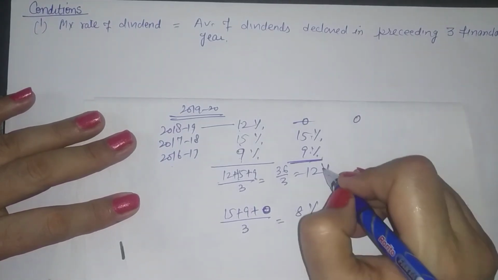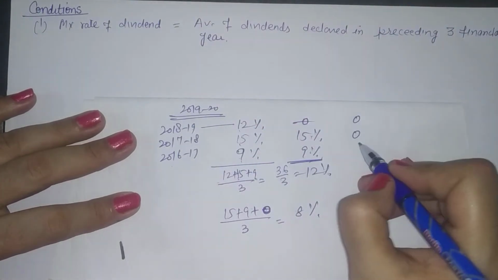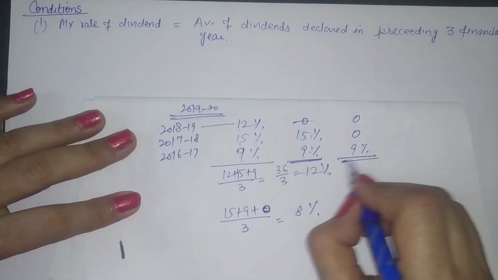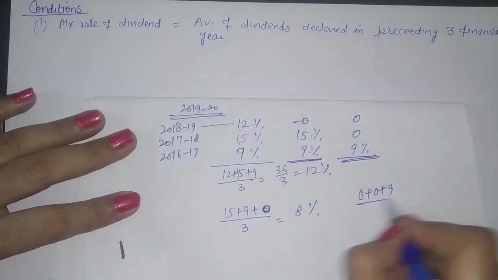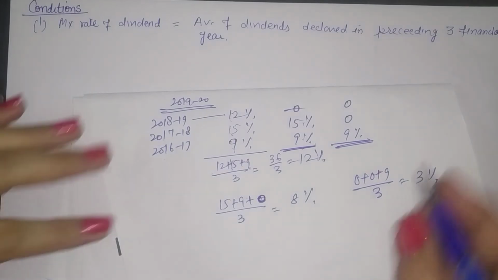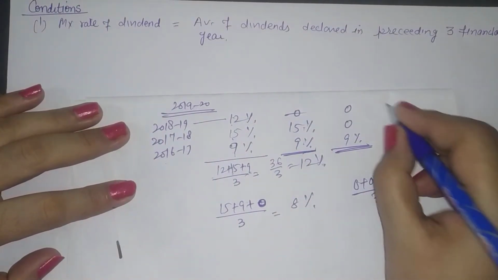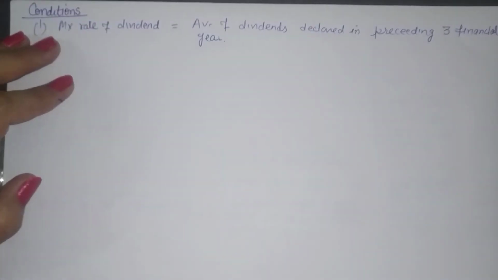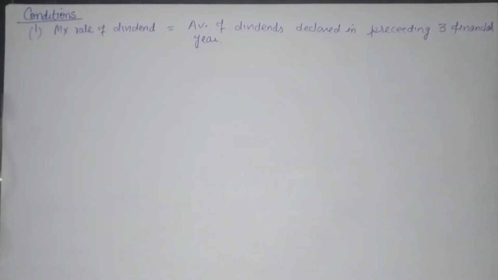Suppose the company did not pay dividend in the last year and the year before, and in 2016-17 it gave 9%. So now the dividend average will be 3%. Okay, so it is the average of the last 3 years. However, this is not applicable if the company hasn't paid any dividend in the last 3 years. So this condition is applicable if the company has paid dividend at least in one of the years, and if the company hasn't paid dividend in the last 3 years, this condition won't be applied.